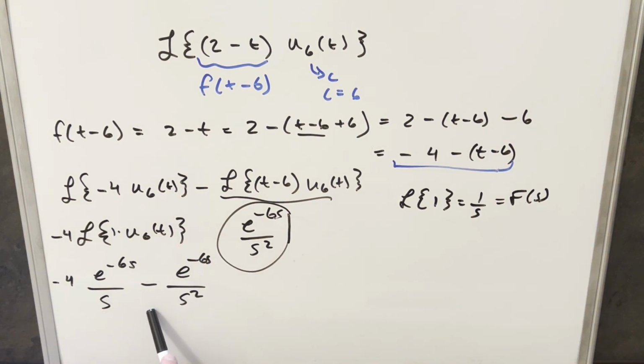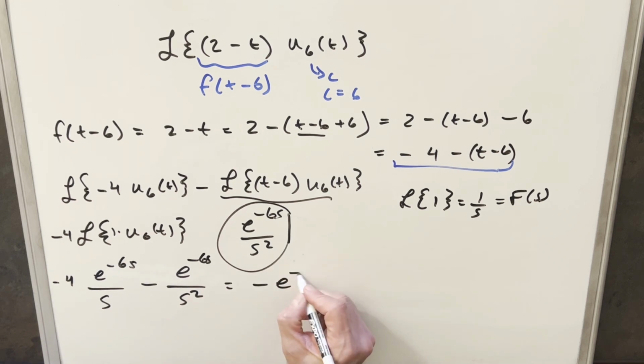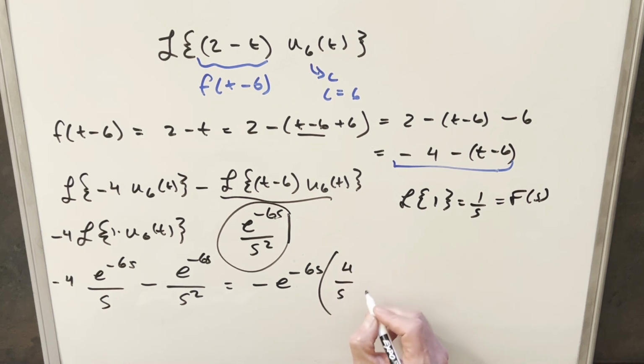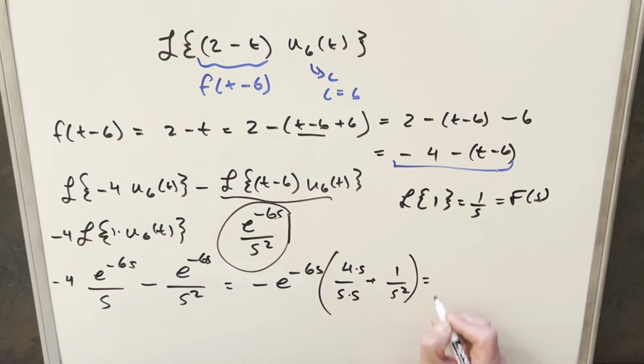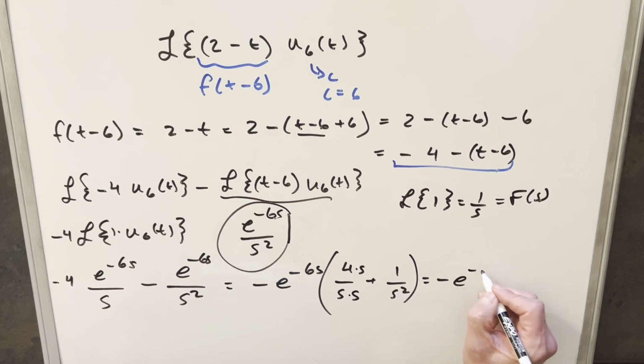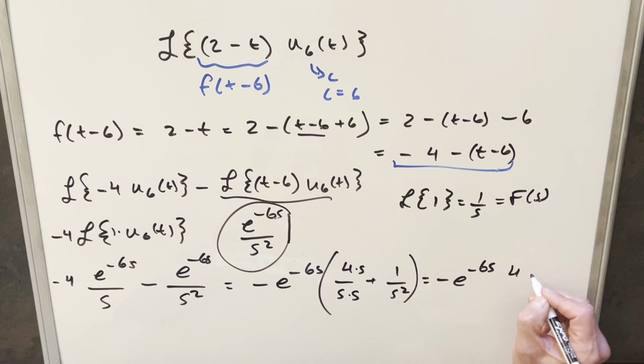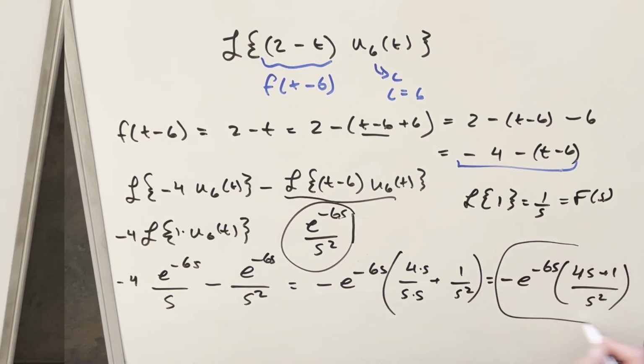And from here, we could just leave this as our solution. This isn't too bad, but I like to factor it, because we have e to the minus 6s in common. So I'm just going to factor that out, and I'll factor a minus sign with it. So if I factor out minus e to the minus 6s, then from here, this is going to be 4 over s plus 1 over s squared. But then I can just get a common denominator, multiply by an s here. And so for my final solution, we'll have minus e to the minus 6s, and putting these together is going to give me 4s plus 1 over s squared, and that's it. So there you have it.